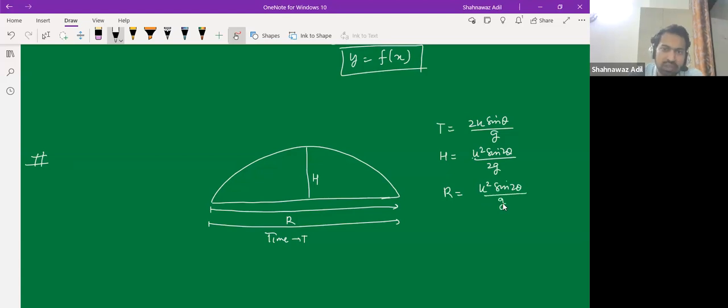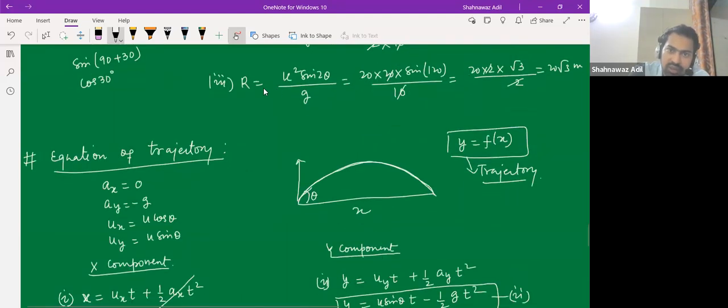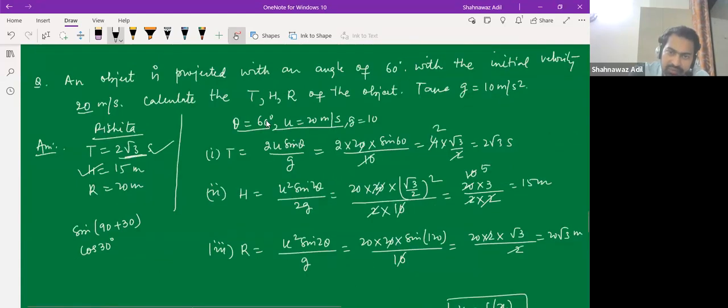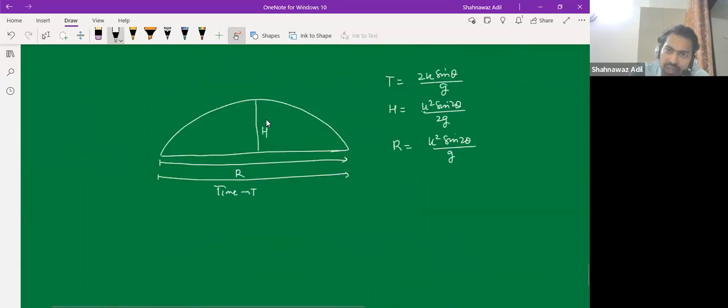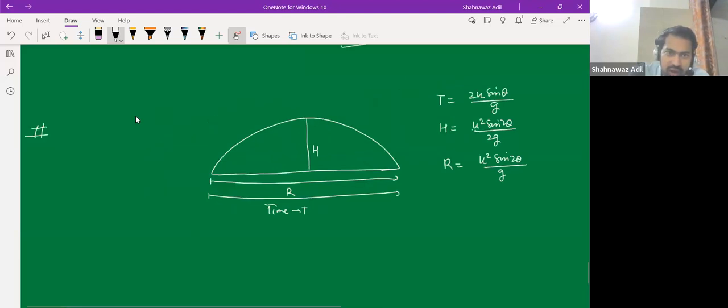Are these the quantities, right? U square sine 2 theta. Yeah, so these were the quantities. Okay. Now when I say that I want to throw this object in such a way that I get this range R maximum, right? So I throw the ball, right?